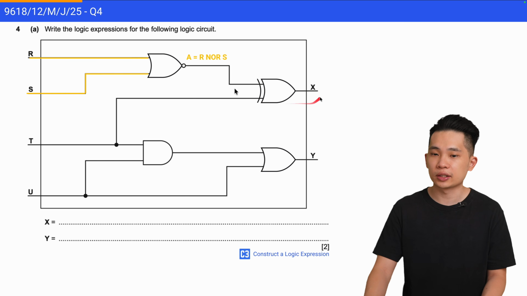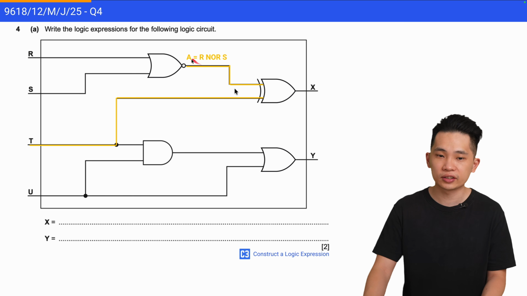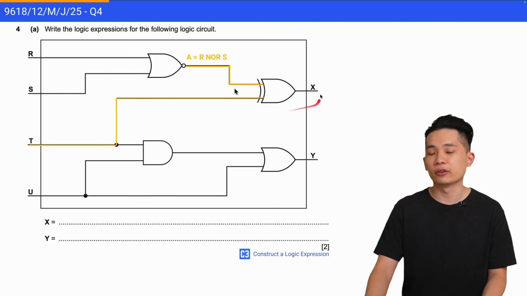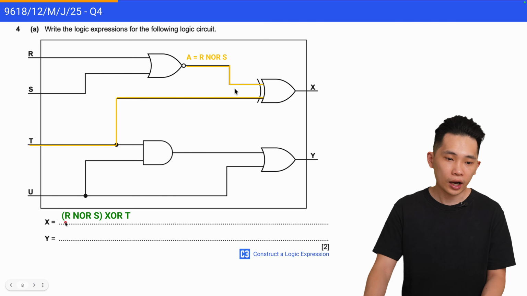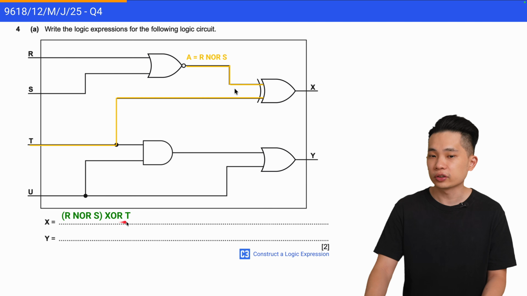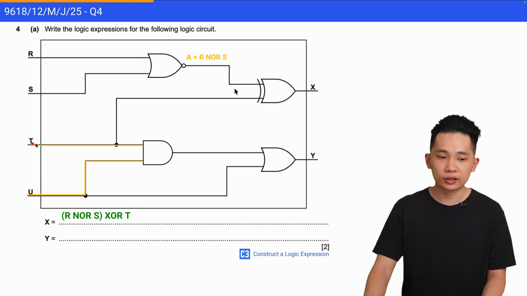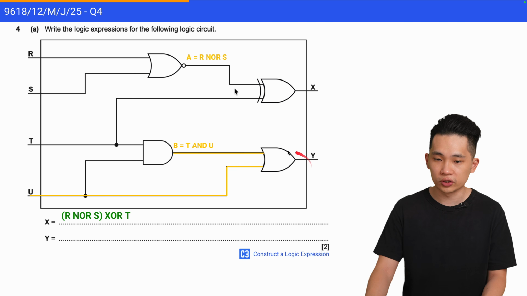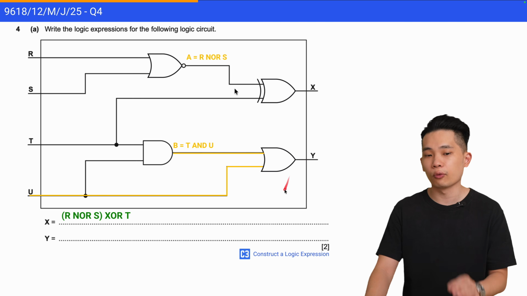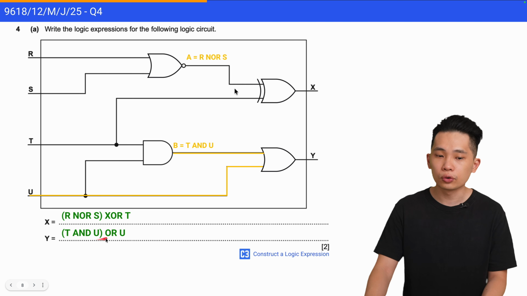And then next, let's look at this X here. For this X, we have this A going into X, as well as this T going to X. Therefore, the final answer will be X is equal to (R NOR S) XOR T. So this is the answer for X. And then for the bottom, same thing again, let's look at the intermediate state first. So we have T and U here, resulting in B is equal to T AND U. And then for Y is going to be this B feeding in, and then this U feeding into Y. Therefore, the final solution for Y is going to be (T AND U) OR U.